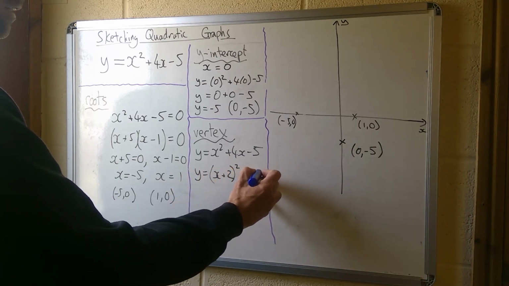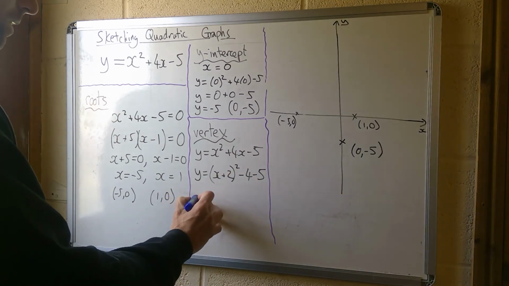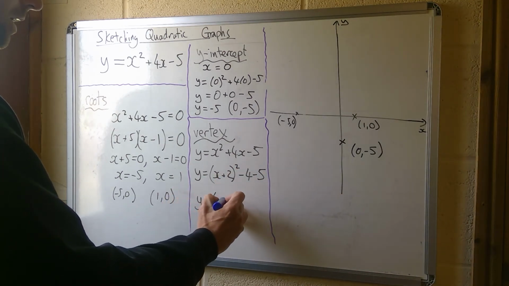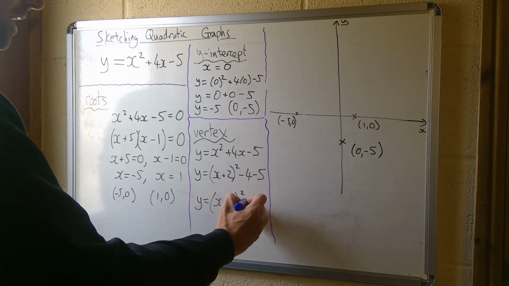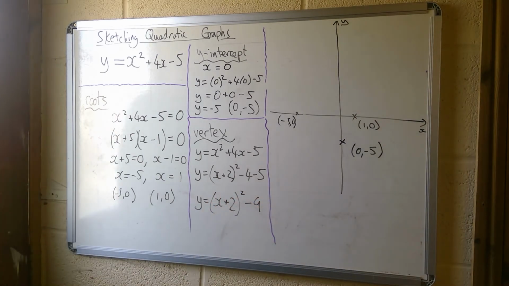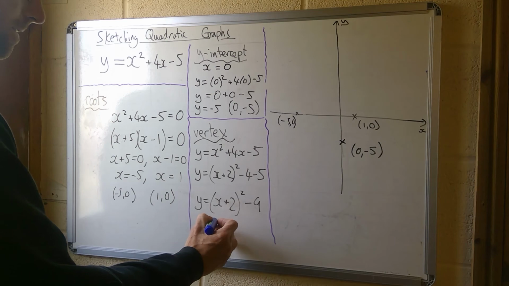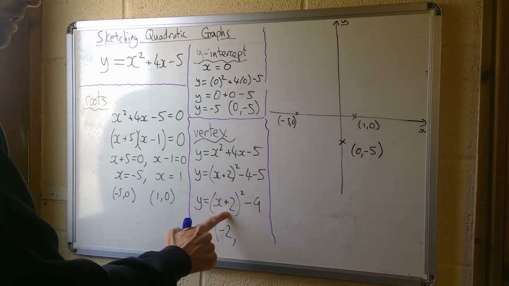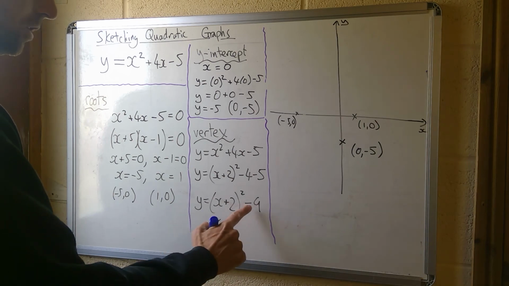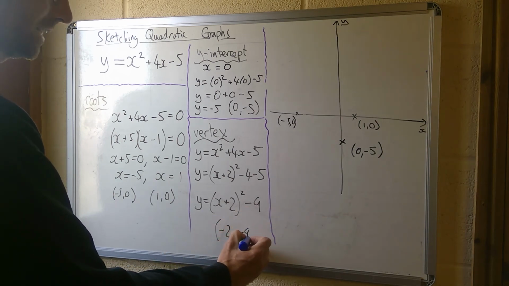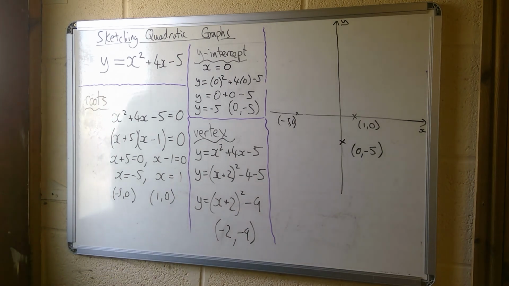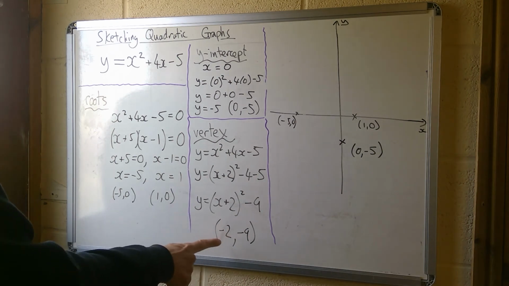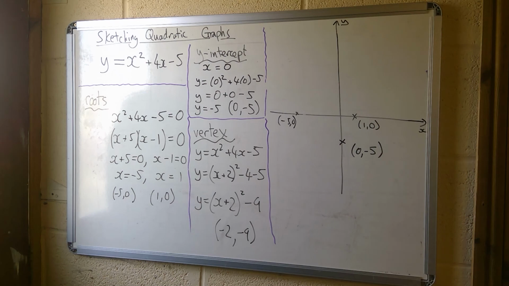So I'm going to subtract that 4, and we end up with y equals x plus 2 squared minus 9. These two numbers here now give us the position of the vertex of the quadratic curve. This here is plus 2, so the coordinate is negative 2. This is negative 9, so that stays negative 9. You have to understand completing the square and transformation of graphs slightly to understand where that comes from.